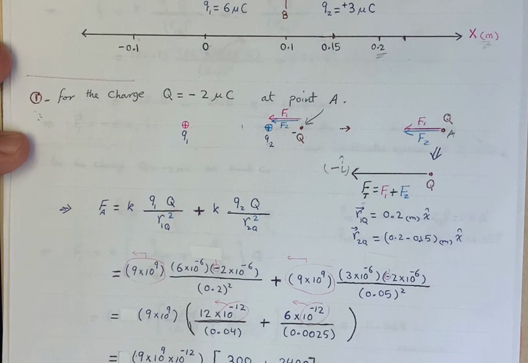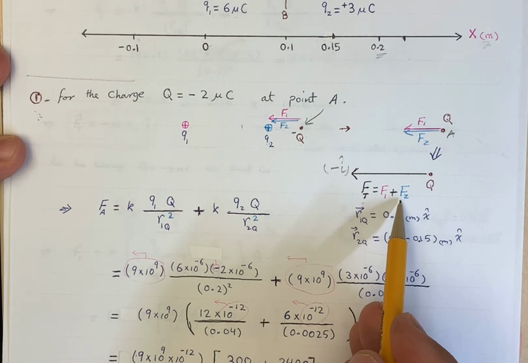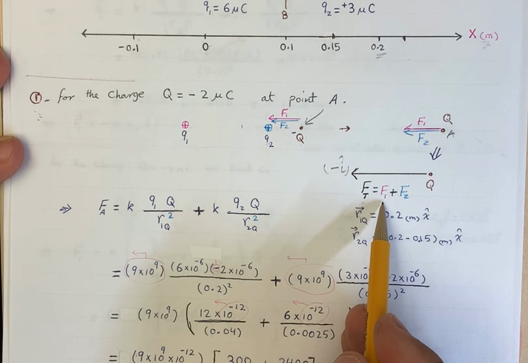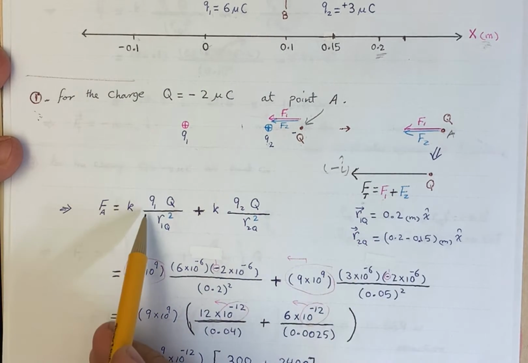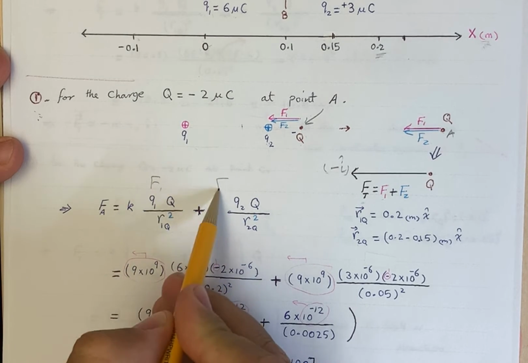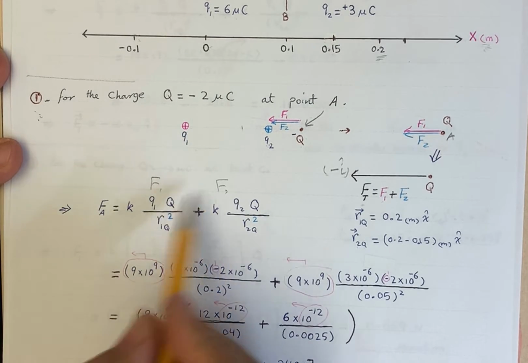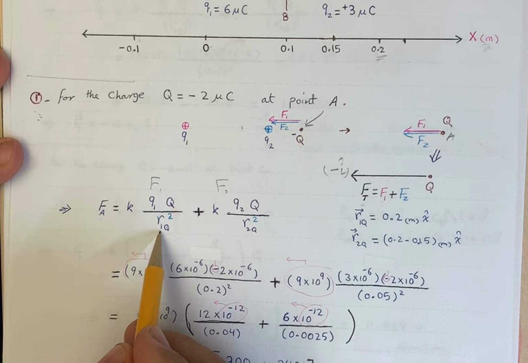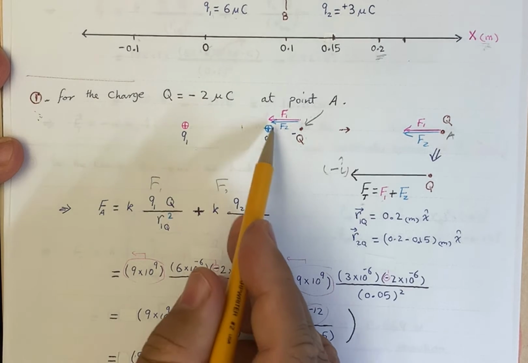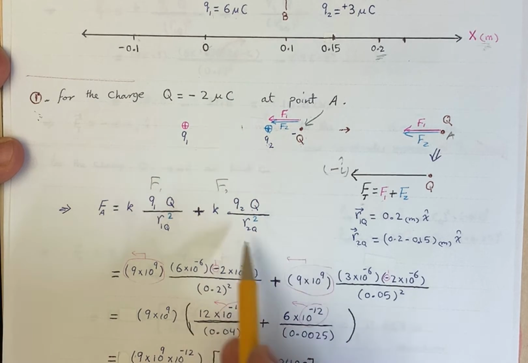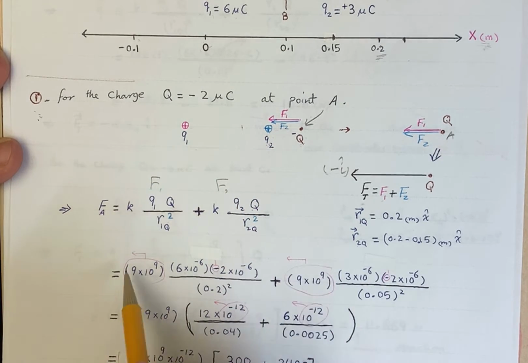Okay? Simply, we have this force equal to F1 plus F2. F1 we can find using Coulomb's law, and F2 we can also find using Coulomb's law. This is F1 and this is F2. F1 is K times Q1 times the test charge Q over R1Q squared, plus K times Q2 times the test charge Q divided by R2Q, from here to here, squared.